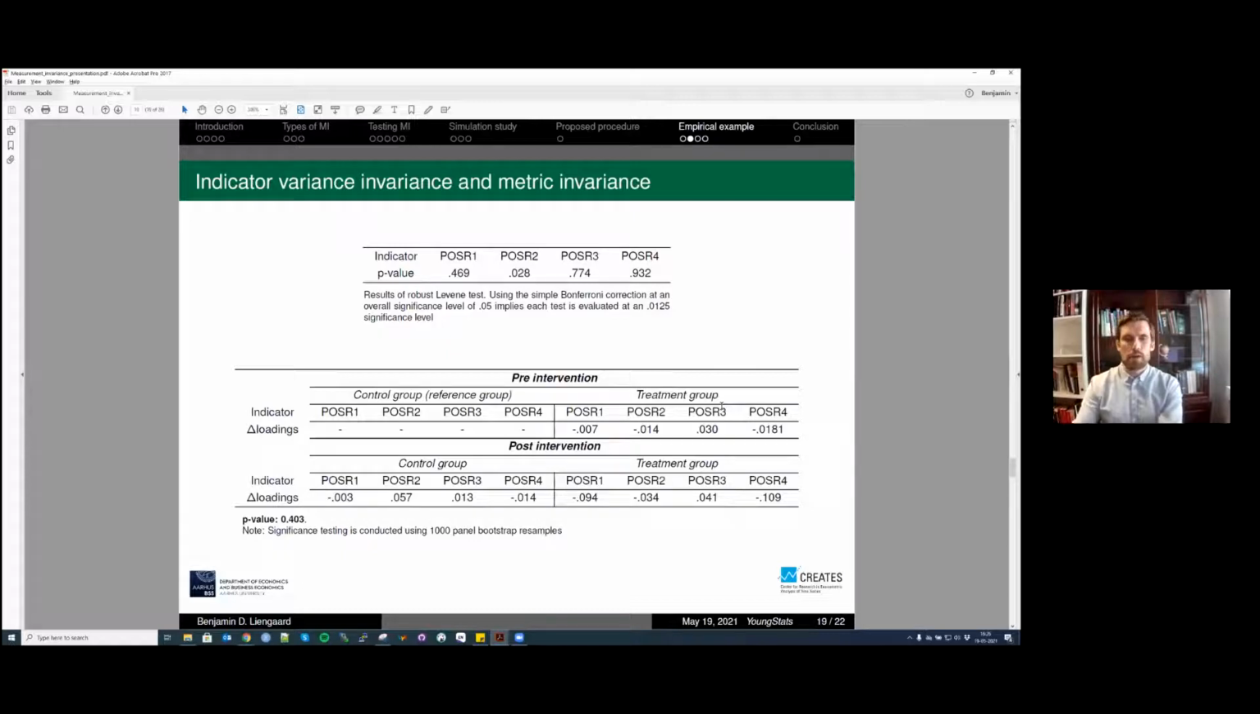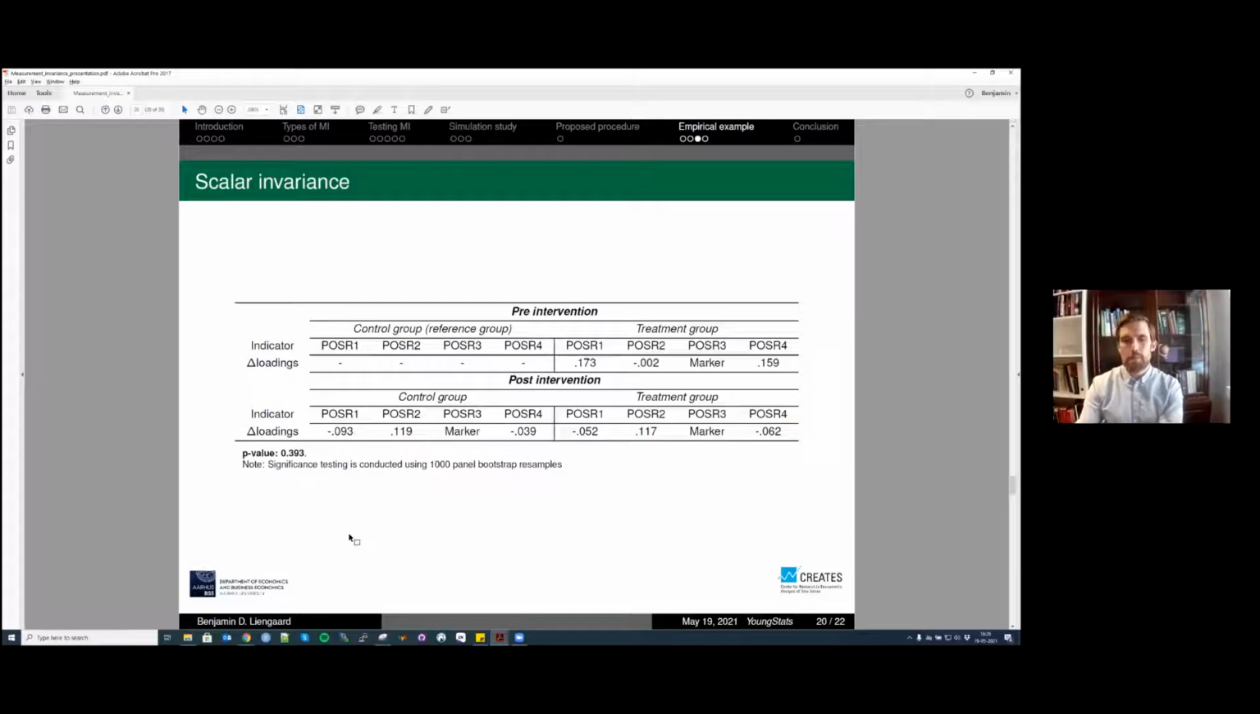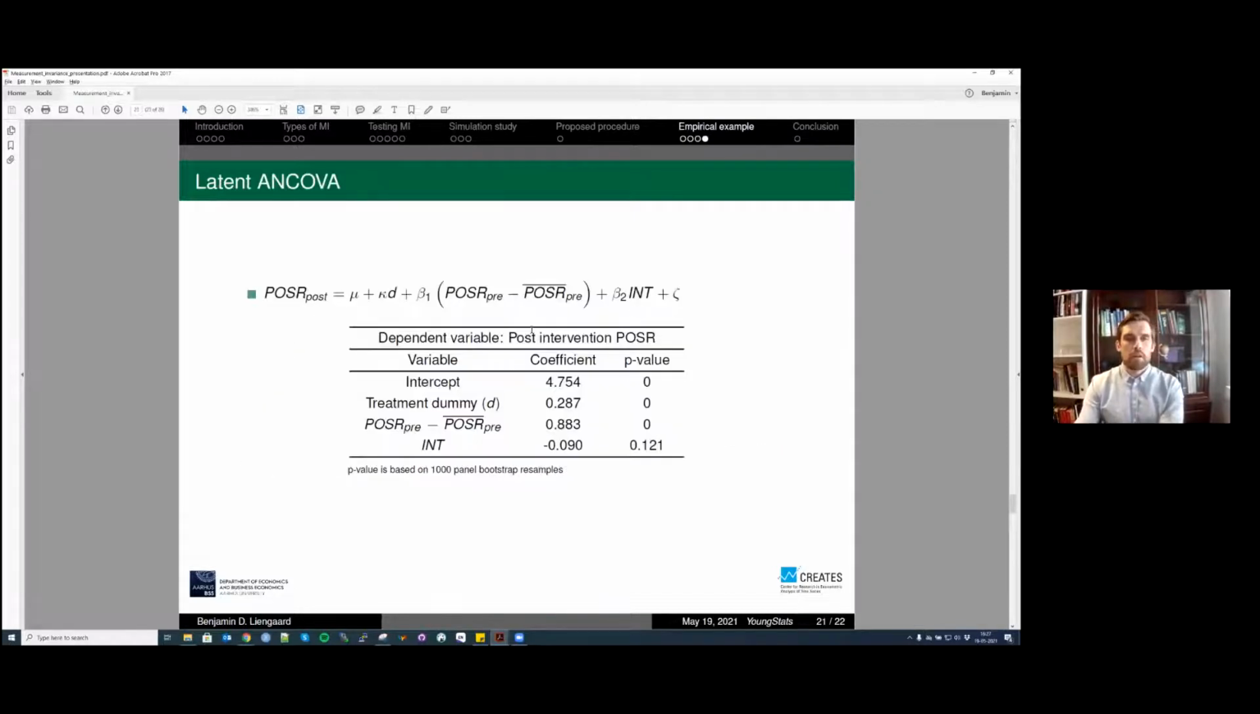Therefore, I do the metric invariance test, I do the scalar invariance test, and I cannot reject the null hypothesis of either. That implies that I actually have measurement invariance over the groups. I will not go into details with these results here. Okay, lastly, when I've confirmed that I have measurement invariance over the different constructs, now I can compare these constructs.